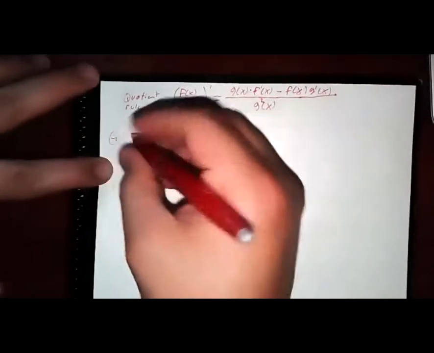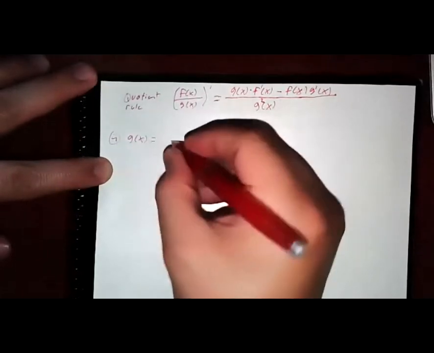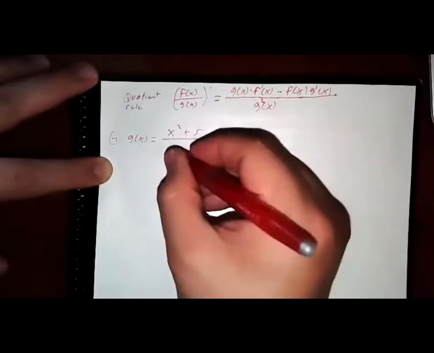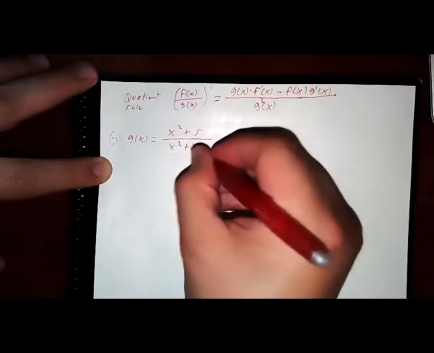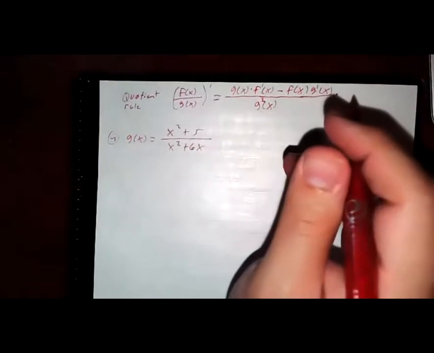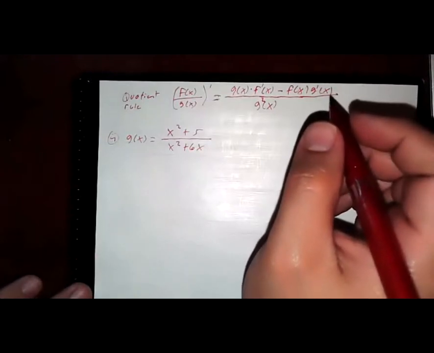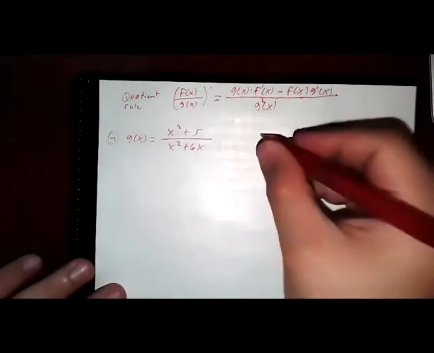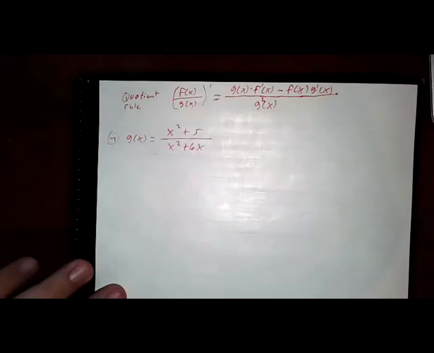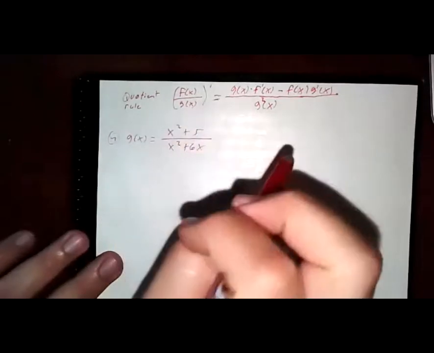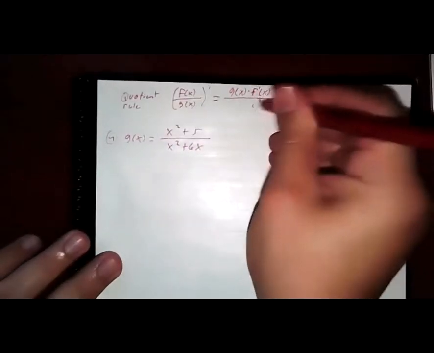All right. So number 9. g of x is equal to x squared plus 5 over x squared plus 6x. Is that a squared under the denominator? Yeah, x squared plus 6x. In the quotient rule, I kind of forgot. Oh, in here, yeah. That should be g squared. Okay.